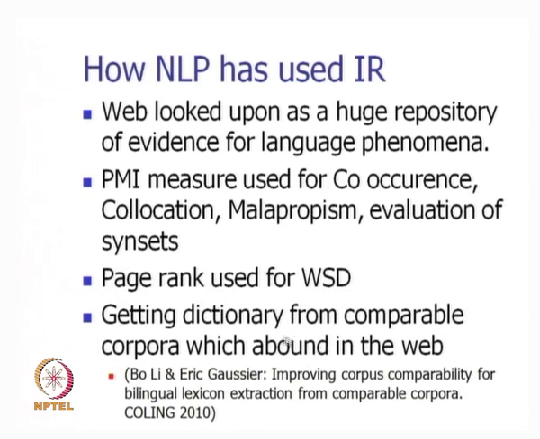Of late, there has been a lot of interest in generating probabilistic dictionaries from comparable corpora which abound in the web, and this is recent work. So, again natural language processing systems have benefited from web and IR in the sense of getting probabilistic dictionary. This research is on, of course.